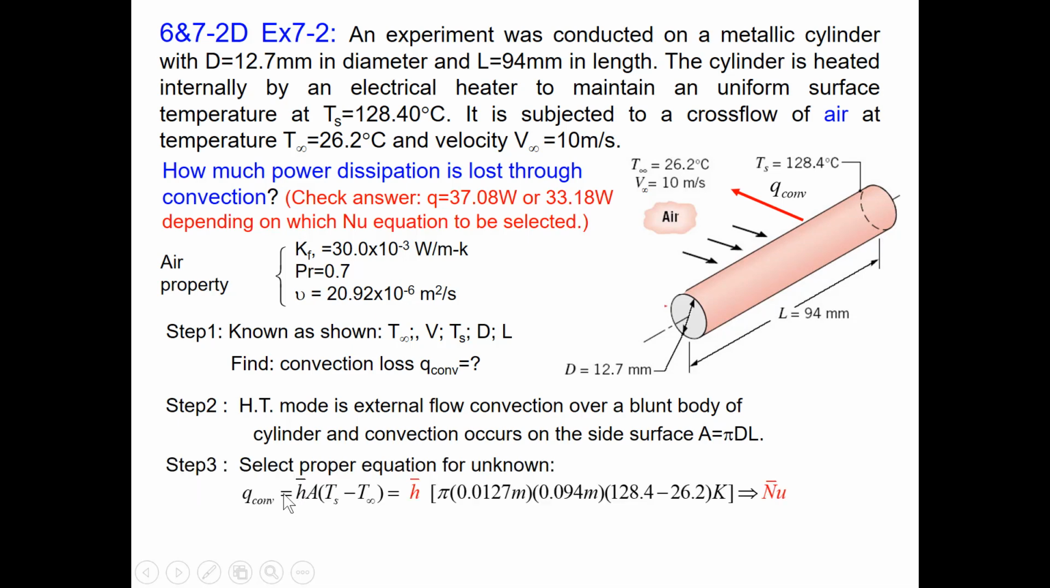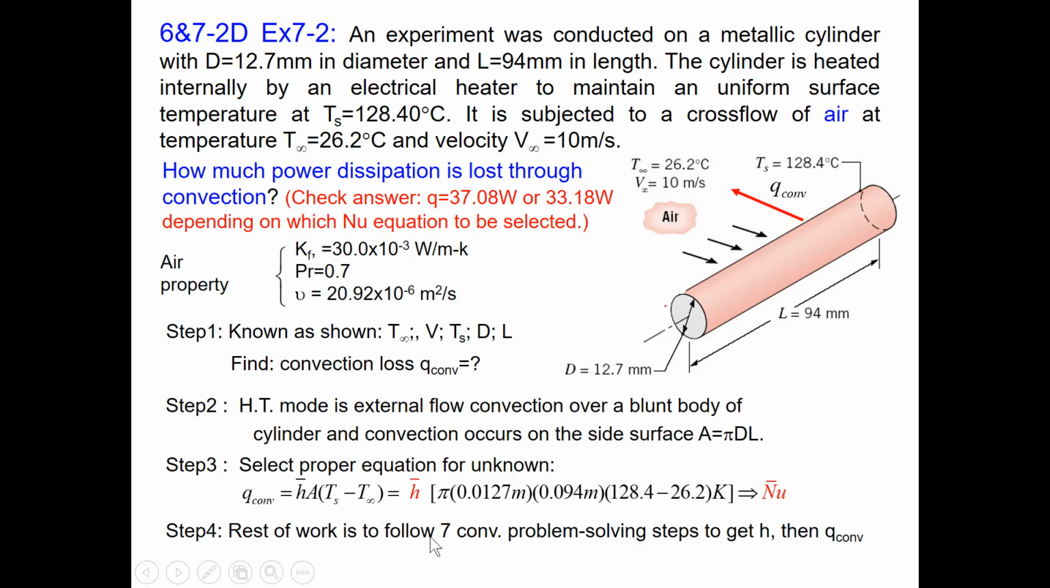Step 3, we select the proper heat rate equation for the unknown convection heat rate. Since we know the surface area pi D L and temperature difference between the solid surface and moving fluid, if we can get the heat transfer coefficient h bar value, then we will get the convection heat rate value. Furthermore, we're interested in the averaged heat transfer coefficient and the averaged Newton number. Step 4, the rest of the work is to follow the 7 specific external flow convection problem solving steps to get h, then Q.